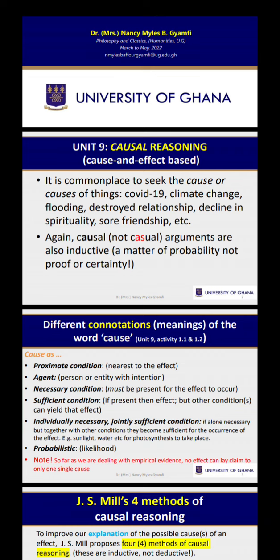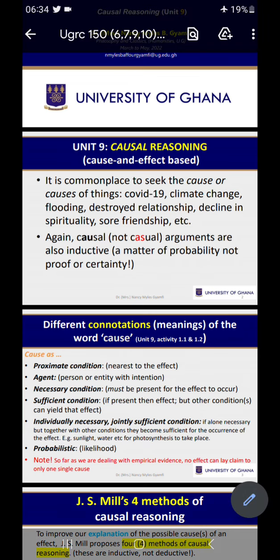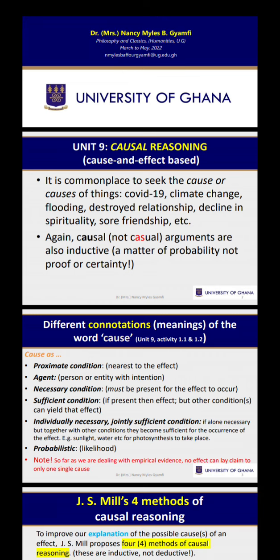So when you say causal reasoning, it is concerned with what? Studying the justification of what? Causal claims. So before something happens, nothing just happens like that, okay? Before something happens, there is always a cause for it. If an accident happened today, if you go through it, you could see that there were so many causes, so many things that resulted in the accident. So that is what we call causal reasoning.